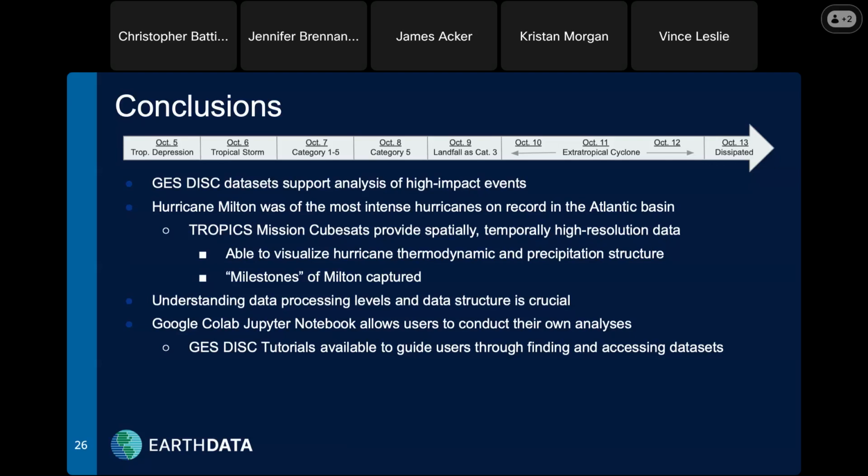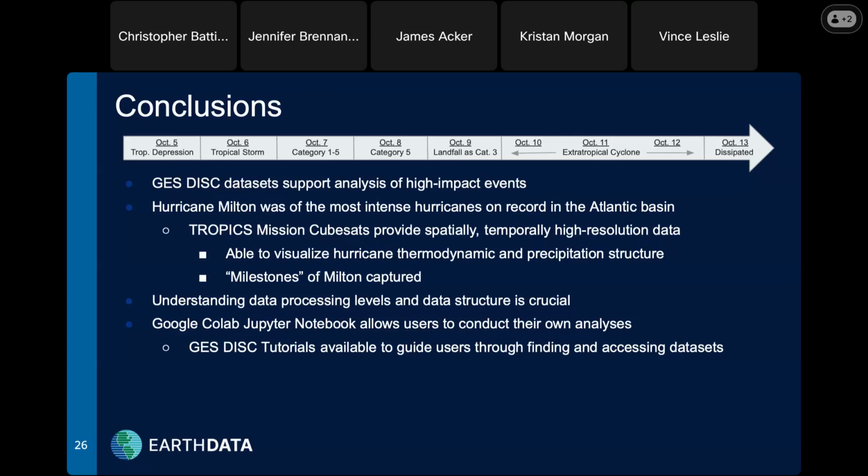And using the data sets that we have at the GES DISC, we were able to hit all of the milestones of Milton. We were able to capture them. One thing that is not captured is that TROPICS has the ability to see convection over land. And so one great analysis undertaking would be to look at Chris's demo and change your rectangular spatial subset of interest to overland, perhaps when Milton made landfall, and you can even see the convective structures associated with the tornado outbreak that was subsequent to Milton making landfall.